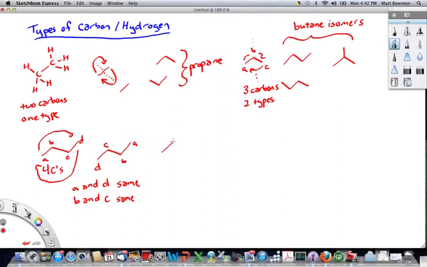And so if we add a carbon to A, we get this. If we add a carbon to B, we get this. 2 different isomers. These are isomers of pentane.